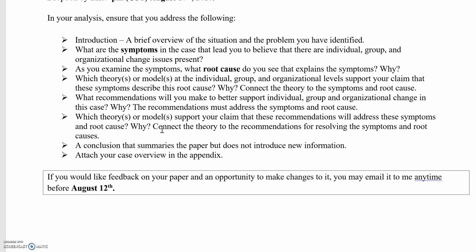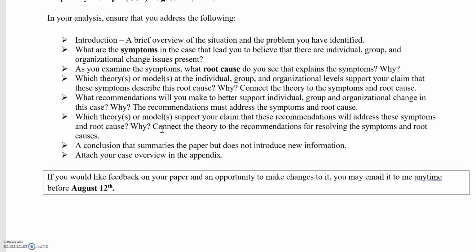You also need to discuss what are the symptoms that led you to believe that there are individual, group, and organizational issues that are present. Once you look at the symptoms, then take a step back and think about what is the root cause for all these symptoms. Identifying that, you're now going to substantiate your claims with, again, theory or models.